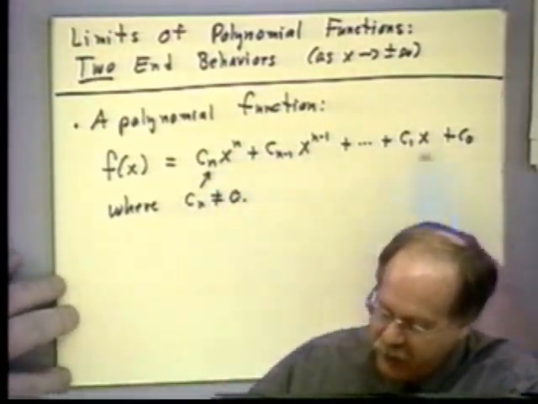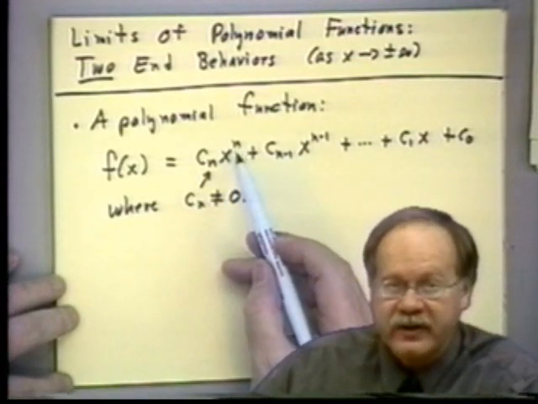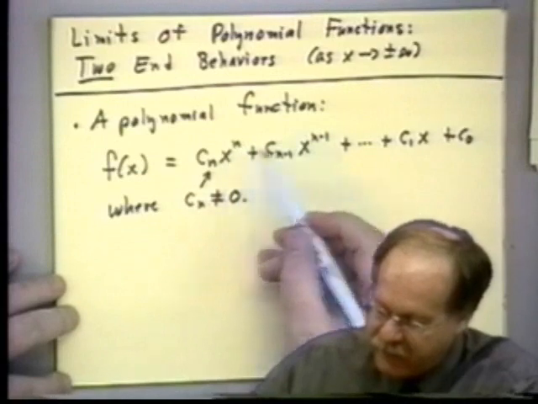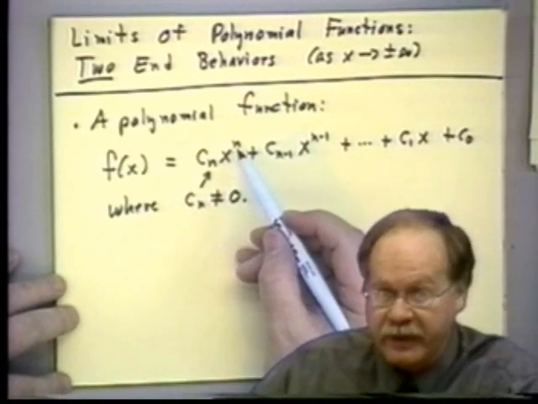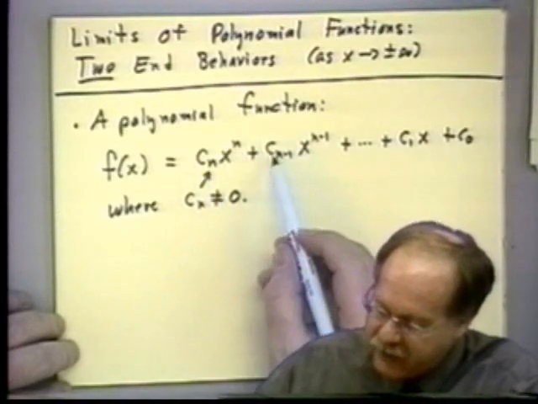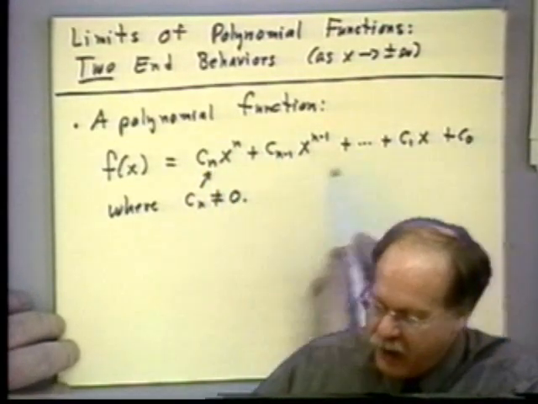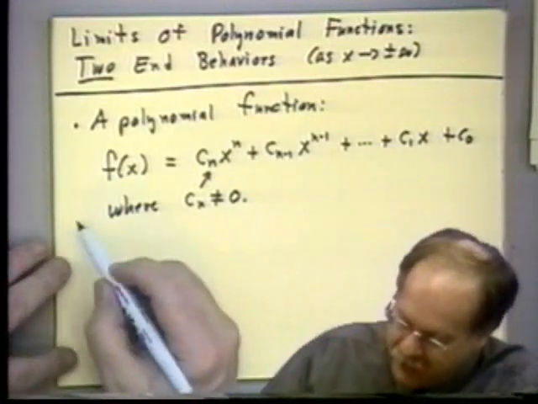As usual with a polynomial, these are the powers of x. The n here is the highest degree of any power of x, and so it's called the degree of the polynomial. We'll use that fact later. And all of these other c's, which are subscripted by n, n minus 1, all the way down to 0, are simply real numbers.